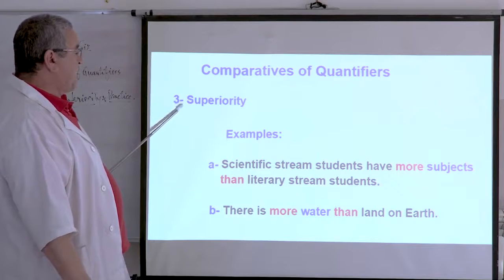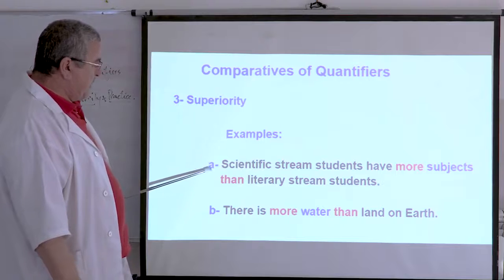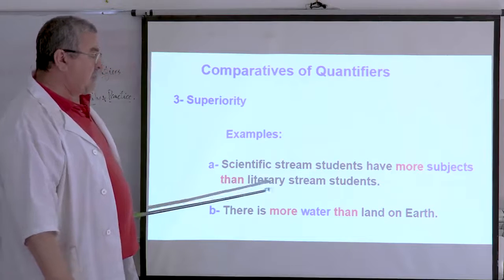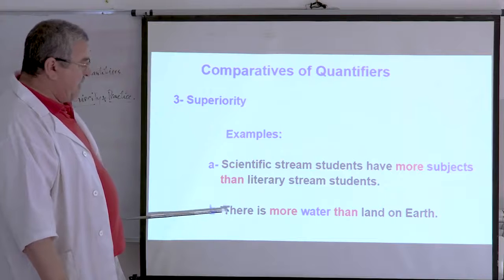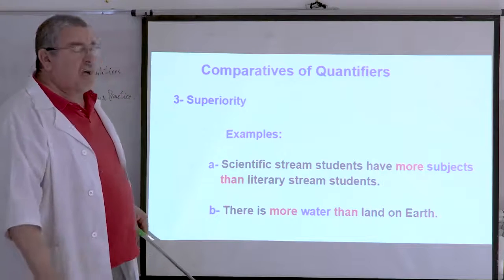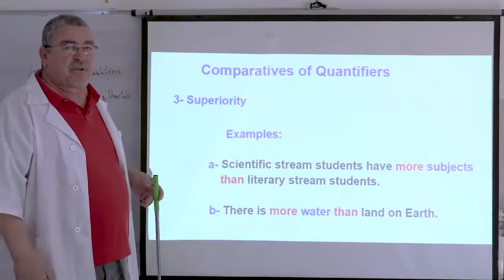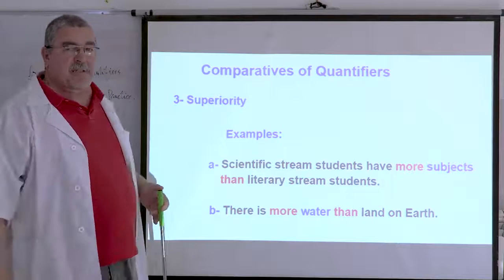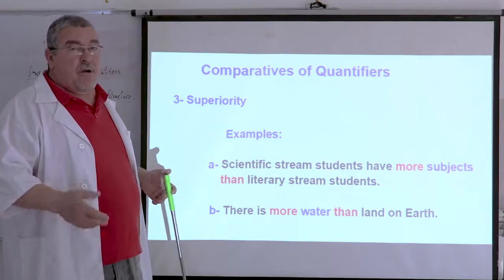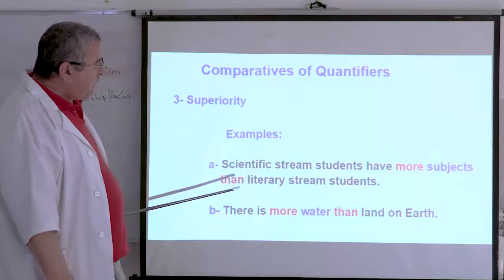Now, comparatives of quantifiers, superiority now. Again, we have two examples. A, scientific stream students have more subjects than literary stream students. And B, there is more water than land on earth. So, you all know that scientific stream students have more subjects than literary stream students. And we see this during the examination of the bac at the end of the year. Scientific students have 5 days in comparison with literary students who have 3 days.